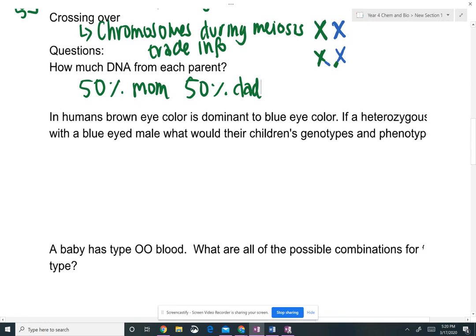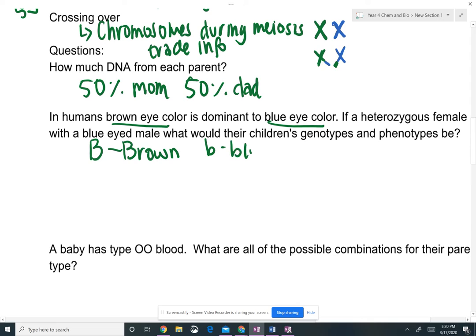So in humans, brown eye color is dominant to blue eye color. This is going to be a complete dominance, and I know this because I have two traits going on. Capital B is going to be brown and little b is going to be blue. If I have a heterozygous female with a blue-eyed male, what are the children's genotypes and phenotypes? Heterozygous means that I have one capital and one lowercase. And a blue-eyed male means that he's recessive. So I'm going to go ahead and cross these.